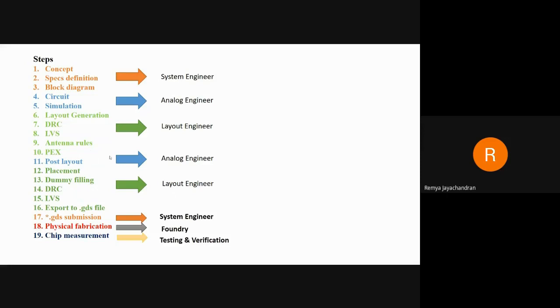So these are the steps done by the layout engineer. Now this GDS file will be handed over to the system engineer. He will submit this to the foundry, and then the foundry will do the physical fabrication and we will get the IC in the form of a die. From the die itself, we can measure the parameters. If we are getting the expected result, we can go for the packaging and assembly, and finally you get the IC.